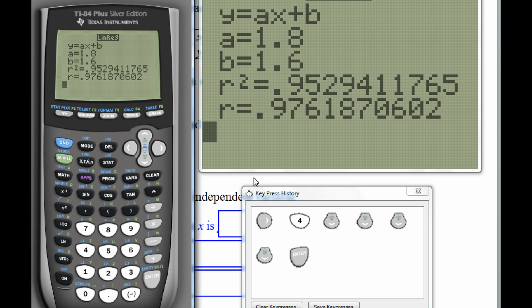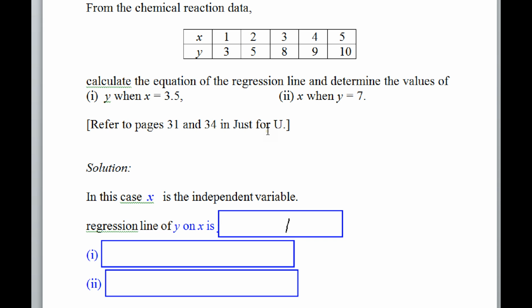You will get AX plus B. A good point here, the GC actually gives us AX plus B, whereas in the notes, we define it as A plus BX. So you must know which one is the gradient. In the GC, the A is the gradient. So you read from the GC 1.6 plus 1.8x.